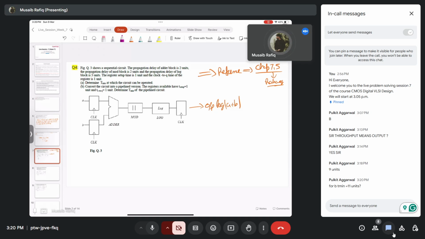Actually, when I made this lecture, I wasn't aware that you guys haven't gone through pipelining, and I only checked this morning that pipelining is in.